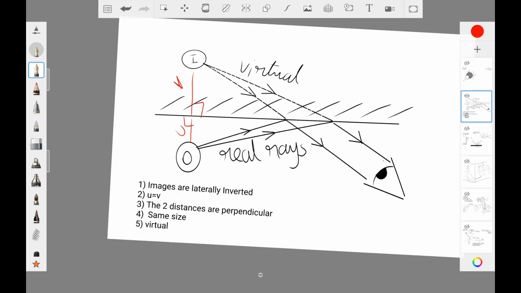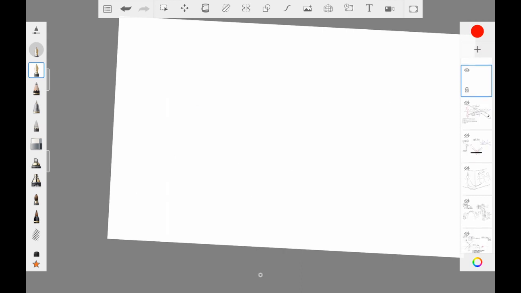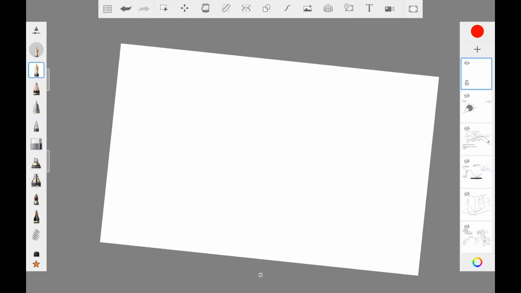And number five, the images are obviously virtual, which I explained a few minutes ago. And these properties are something that you need to know, especially for paper 4, I'm pretty sure. And thus we are done with the reflection of light. Now we can go to the refraction, which is the most confusing part of light waves.